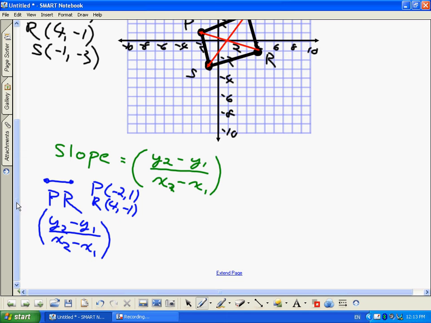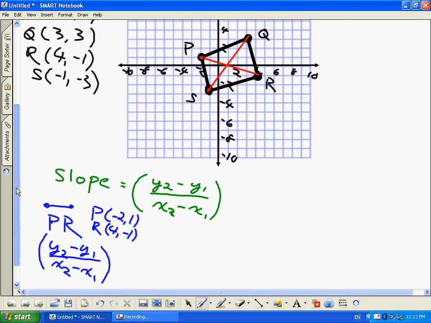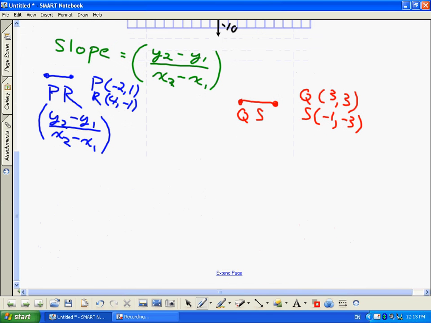We'll do our other one in red. The other line segment is QS. Q is at 3, 3. And S is at -1, -3. Okay? So we have that. We're going to have to do the exact same thing for both of these line segments. We're going to have to find the slope of a line. Okay? So we have our stuff together. First we'll work with line segment PR.